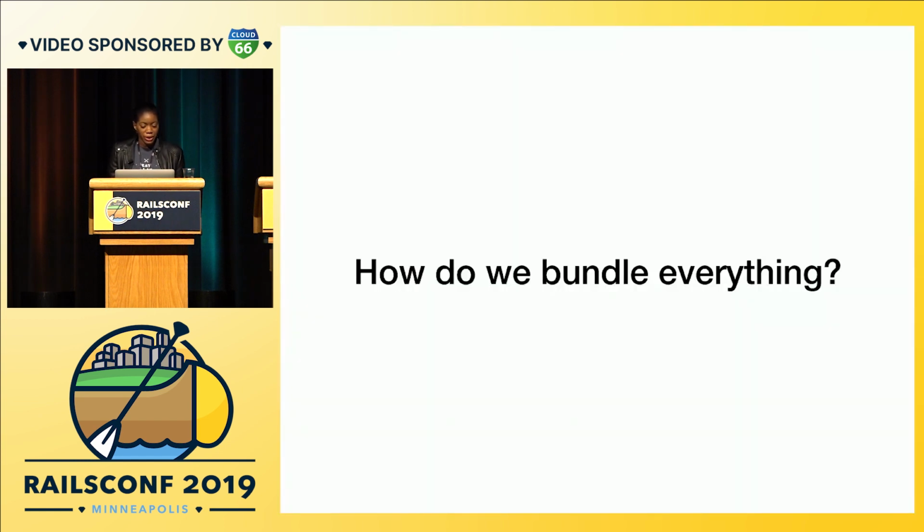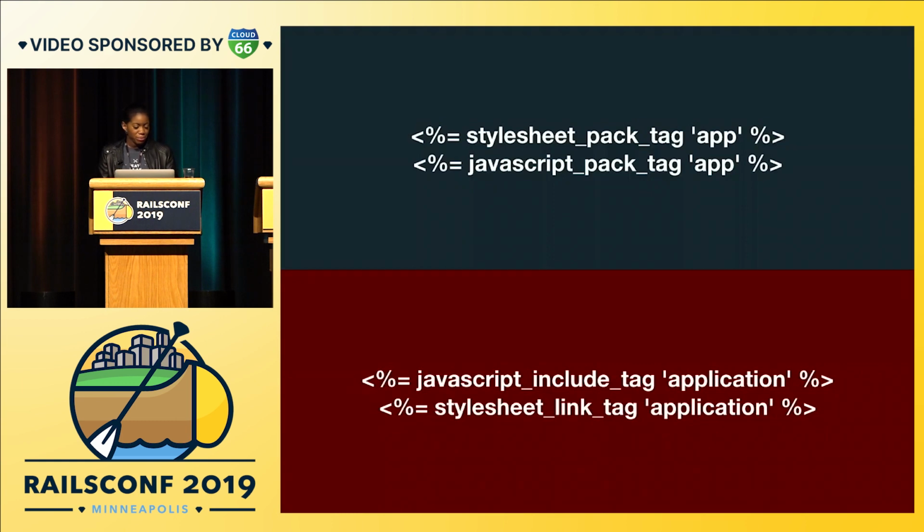Great, so we know how to write our components. How do we actually bundle everything up properly? So from the top level, when you're including your JavaScript links and your CSS links, it's actually pretty similar to when you do it with Sprockets. Instead of saying JavaScript include tag, you do JavaScript pack tag, and instead of doing stylesheet link tag, you do stylesheet pack tag. But more specifically, let's say we're using a Vue Sprockets transformer after all.